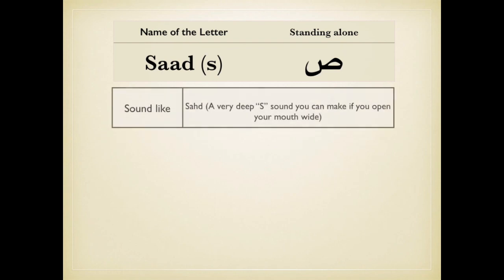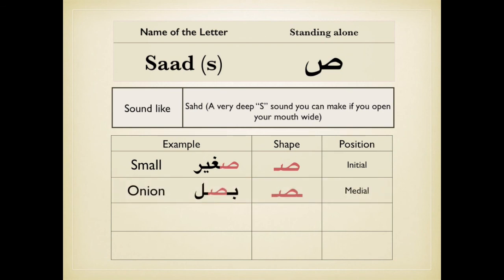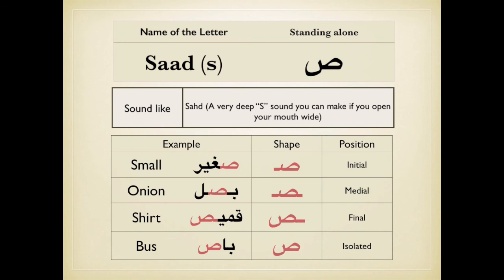Okay, moving to the next letter, Saad. Sa. Here, guys, you have to try a very deep S sound, and you can make it by opening your mouth wider. So let's go through the examples, it will make it easy for us. The initial position for Saad as you see, and the example here is صغير, small. The medial position as you see, and the example is بصل, onion. The final position for Saad as you see, and the example here is قميص, shirt. The isolated position for Saad when it's standing alone, and the example here is باص, bus.